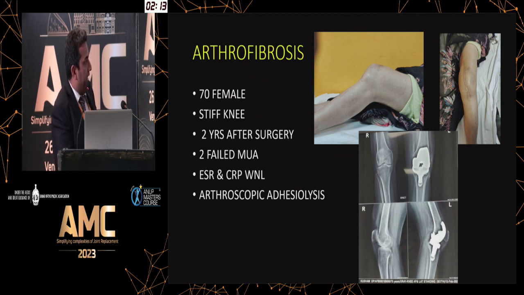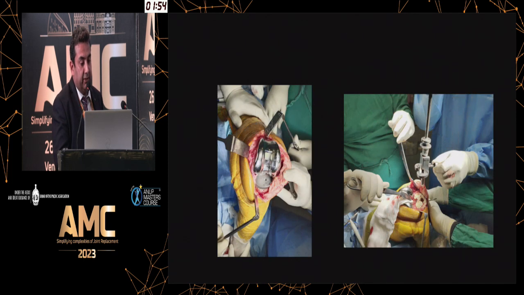Arthrofibrosis. This patient had multiple MUAs, surgeries 2 years after, and even an arthroscopic adhesiolysis. There was no infection. This is all the movement she had. You see multiple scars and arthroscopic scars. And you see the femoral component is malpositioned. That might be the reason for her not getting good movement post-surgery.